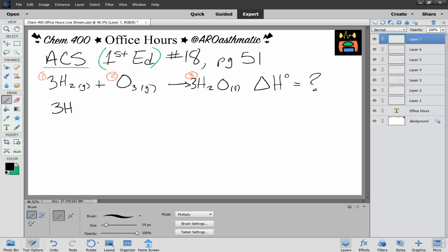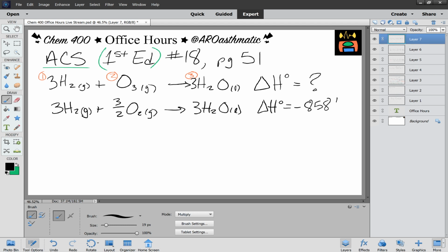So 3H2 plus 3 halves O2, producing 3 moles of water. It has a delta H of negative 858 kilojoules per mole. All right.